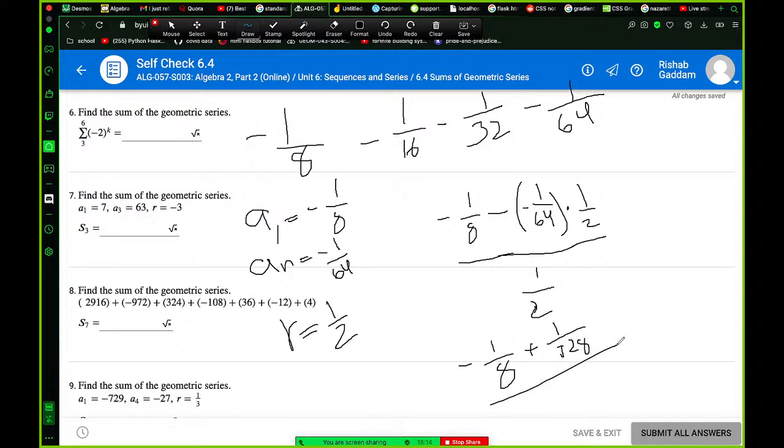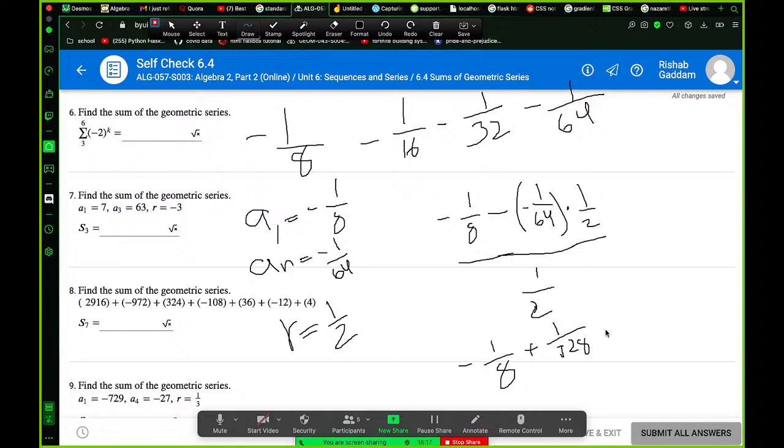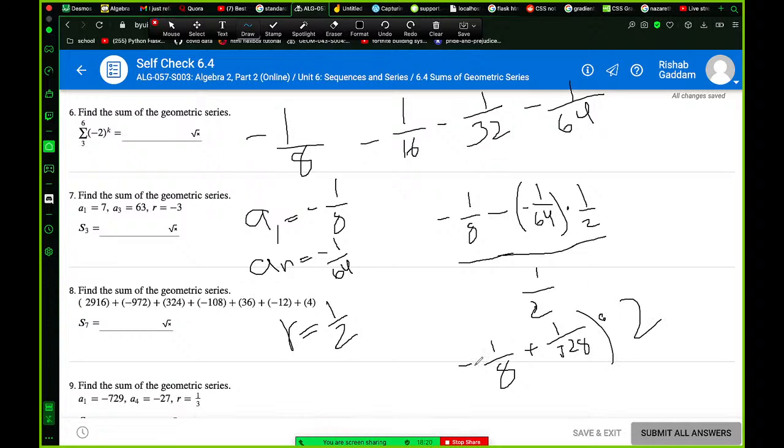Then multiply the whole thing by 2. We get negative 15 over 128 times 2, which is negative 15 over 64. Where did you get negative 15 from? Okay, so I converted 8 and 128 to the same denominator, which is 128. Okay, I see. That's my answer. Good job, Rohan. I think that's the right answer.